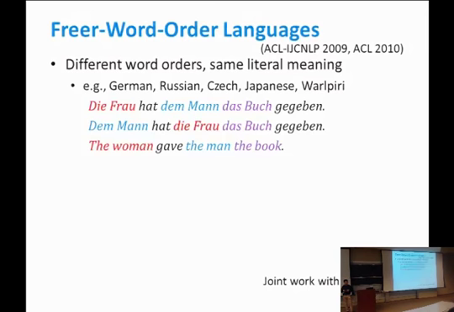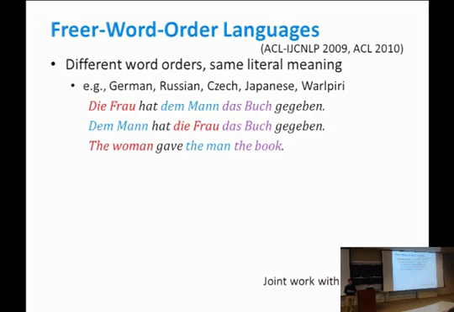Next is a project on free word order languages and free word order language parsing. In this type of language, there are many different possible word orders which convey the same literal meaning. This encompasses a wide range of languages of the world, including, say, German, Russian, Czech, and Japanese. And the freest one of them all is supposed to be Warlpiri, which is a language in Australia. In this example, both of these German sentences, die Frau hat den Mann das Buch gegeben and den Mann hat die Frau das Buch gegeben, correspond to the sentence the woman gave the man the book.